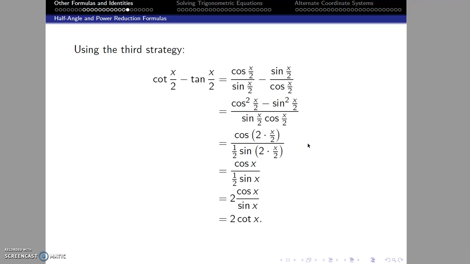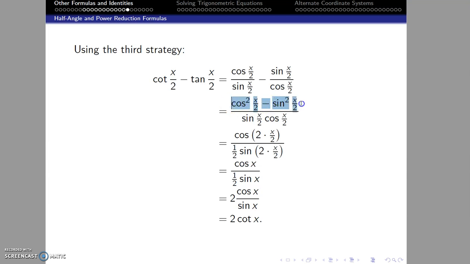And the third one also works. If all else fails, if you have no idea what to do, you can always just write things as sines and cosines and go from there. So we can write cotangent as cosine of x over 2 over sine of x over 2. And tangent is sine of x over 2 over cosine of x over 2. And yes, we could do the half angle formulas 4 times over here. But before we mess with that, let's combine our fractions. Let's get a common denominator and add that all together.